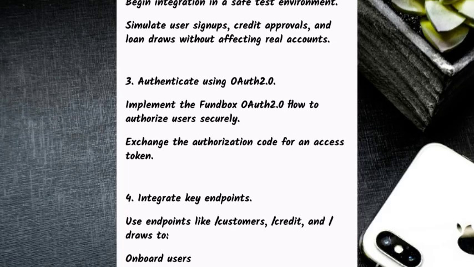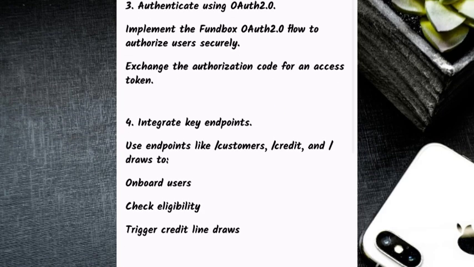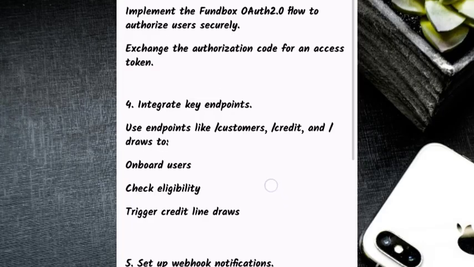Once that's done, you integrate key endpoints. Use endpoints like /customers, /iCredits, and of course /draws to onboard users. Also, you can use that to check eligibility as well as to trigger credit line draws.